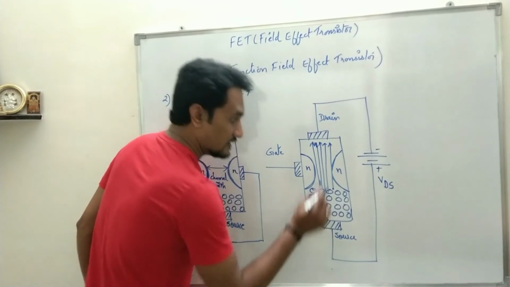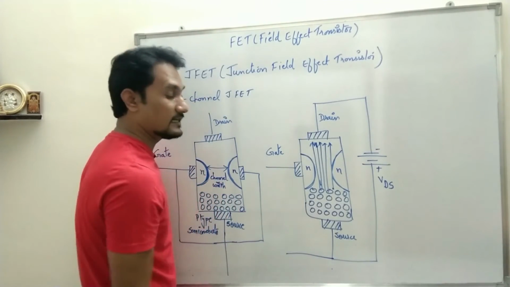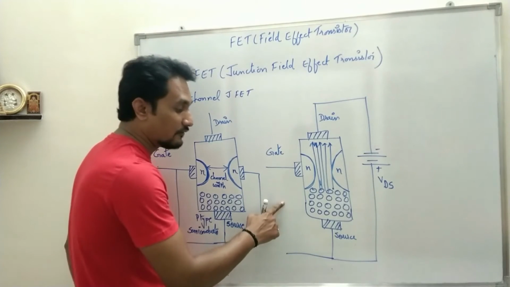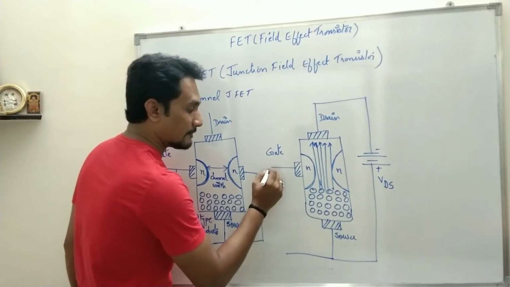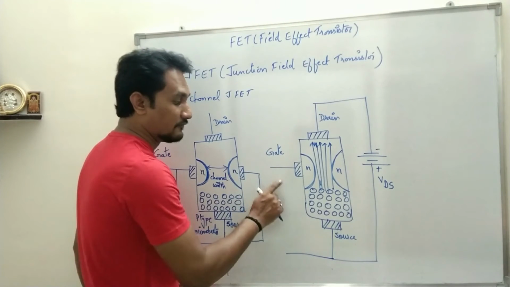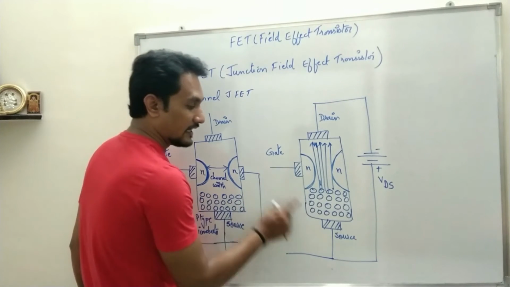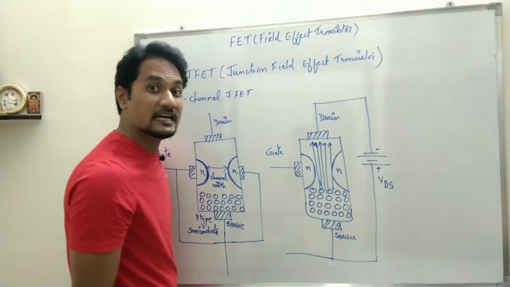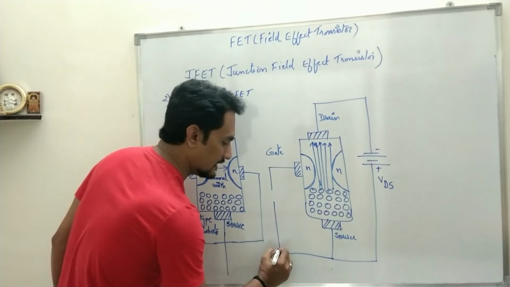Okay, and this current which is flowing from source to drain has to be externally controlled by applying an external field. That is how the name field effect transistor is there. So what has to be done is every time when the current has to be controlled, the gate to source terminal has to be reverse biased. See how it has to be done.